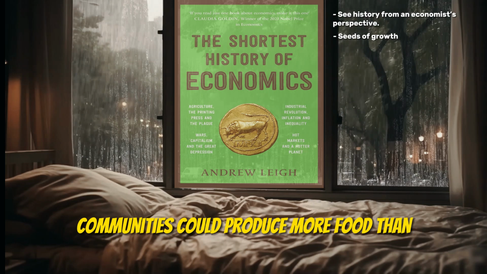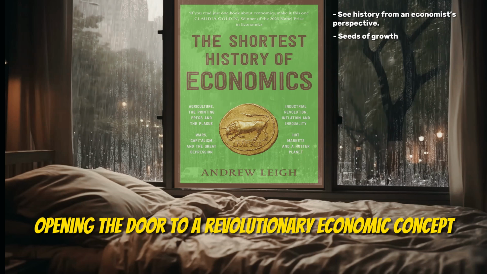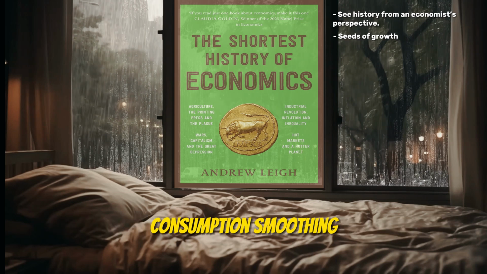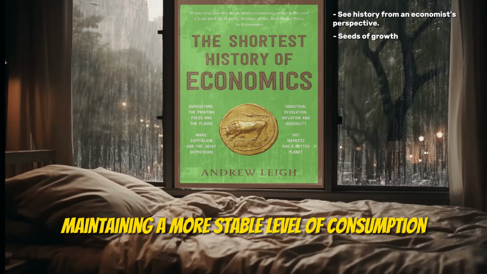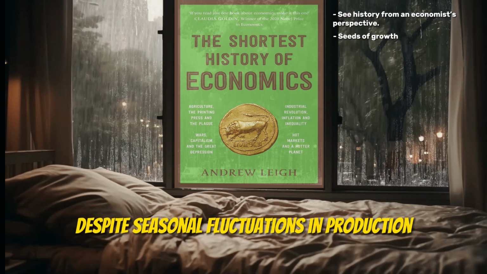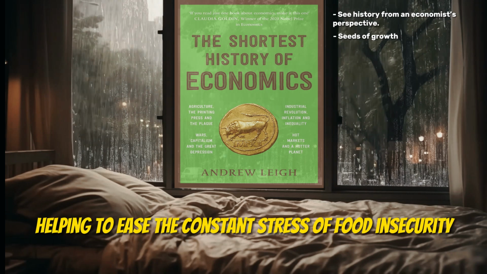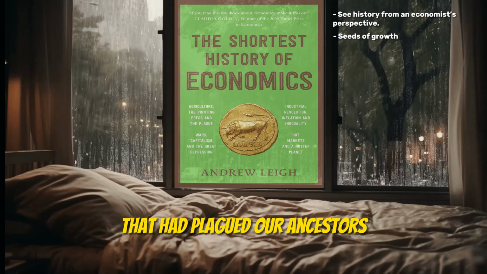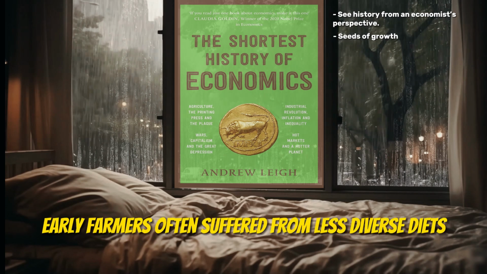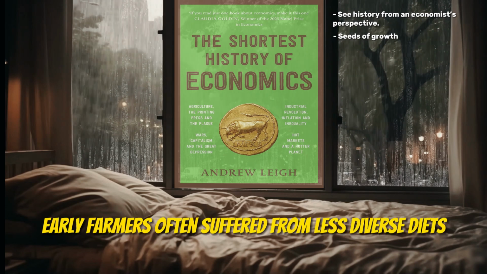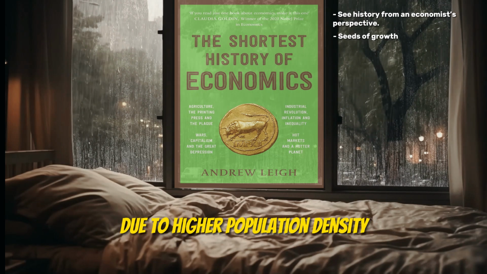Communities could produce more food than they immediately needed, opening the door to a revolutionary economic concept: consumption smoothing. Farmers could now store food for lean times, effectively maintaining a more stable level of consumption despite seasonal fluctuations in production, helping to ease the constant stress of food insecurity that had plagued our ancestors. But it wasn't all upside. Early farmers often suffered from less diverse diets and increased vulnerability to diseases due to higher population density.